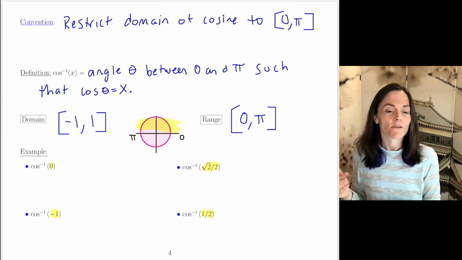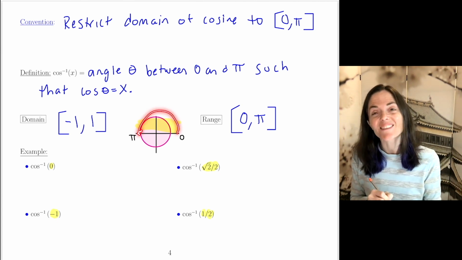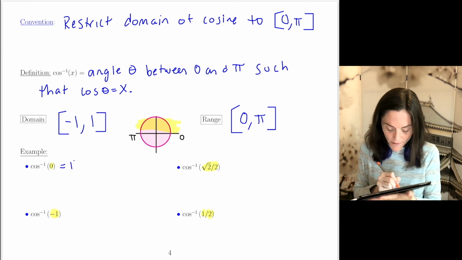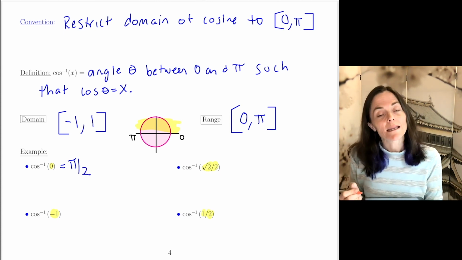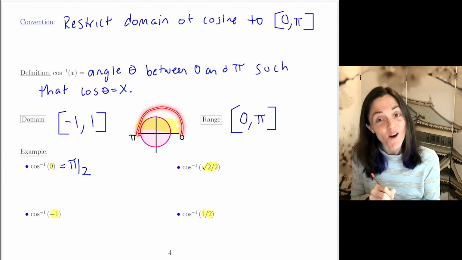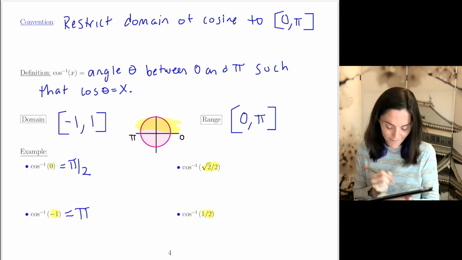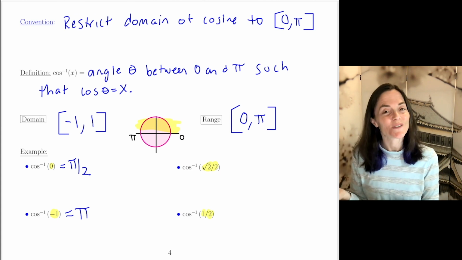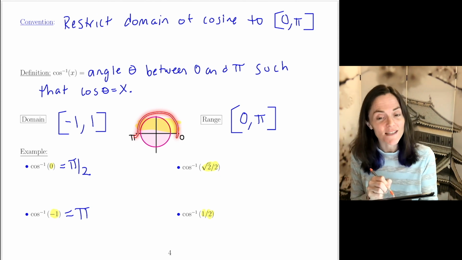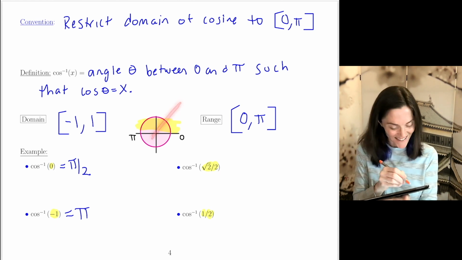First, cosine inverse of 0. What angle between 0 and pi has cosine equal to 0? Well, it's right here, pi over 2. So we get pi over 2. Cosine inverse of -1. What angle between 0 and pi has cosine equal to -1? Well, it's right here, pi. Cosine inverse of square root 2 over 2. What angle between 0 and pi has cosine equal to square root 2 over 2? And this will be here, pi over 4.